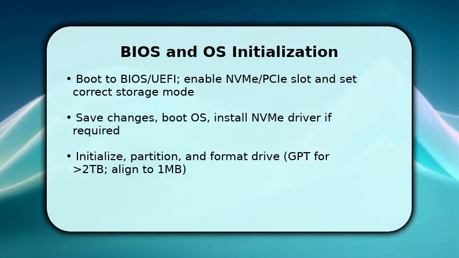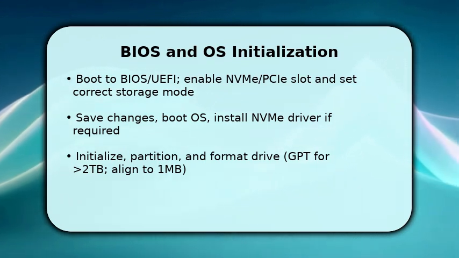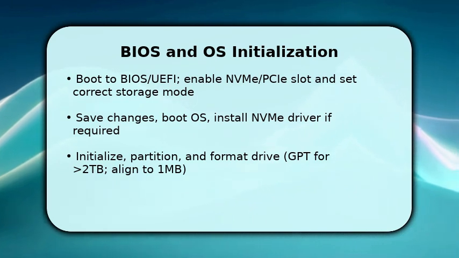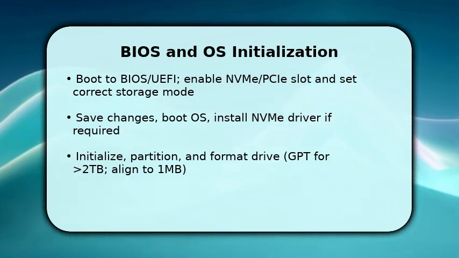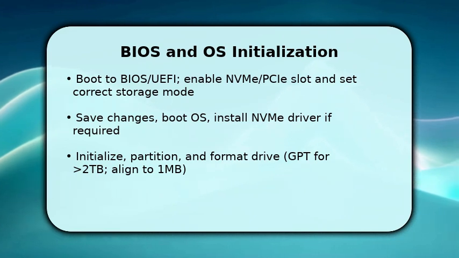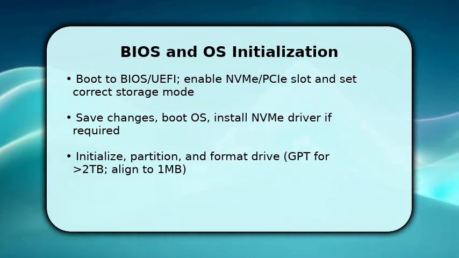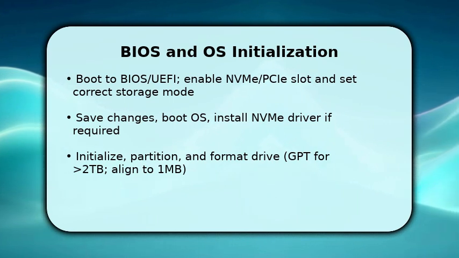In Windows, use Disk Management. In Linux, use fdisk or parted to initialize the disk as GPT if appropriate, create partitions, and format with your file system choice. Proper partition alignment, typically 1 MB boundaries, improves performance and prevents wasted I/O cycles.